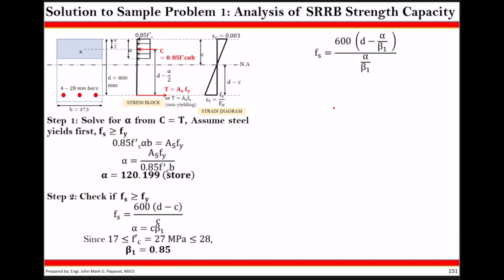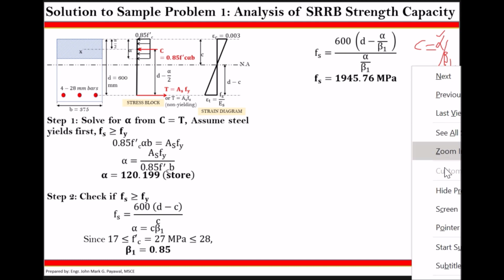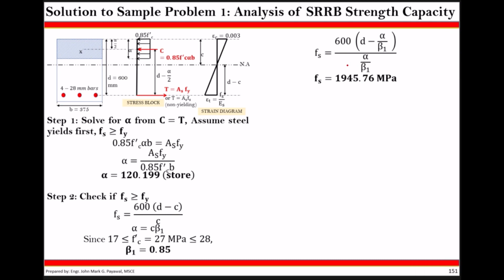Now, the working equation would be here, denoting again that C is equal to alpha over beta 1. Since we already have the value of alpha and we have the value of beta 1, we can solve for Fs. Please use the exact value computed for alpha and computed for beta 1 to arrive with this answer, which is 1,945.76. You can pause the video if you want to double check if Fs really is 1,945.76. But always do not forget that alpha should be stored value and the effective depth is given from the problem equal to 600. Since your Fs is greater than Fy, the assumption in step number 1 is correct. It is true that the steel is yielding and therefore Fs is greater than Fy.